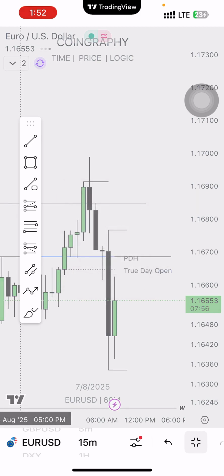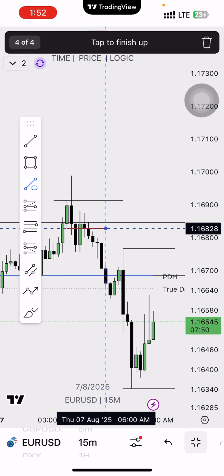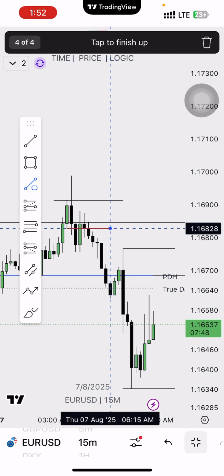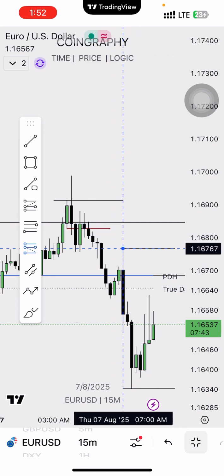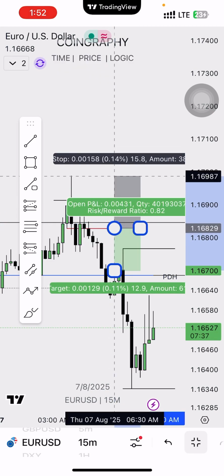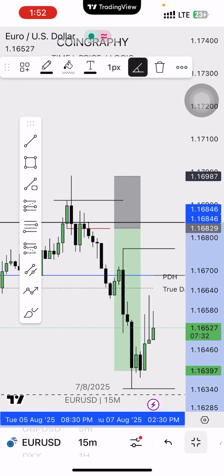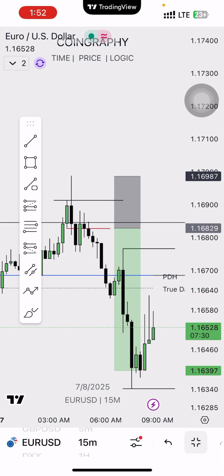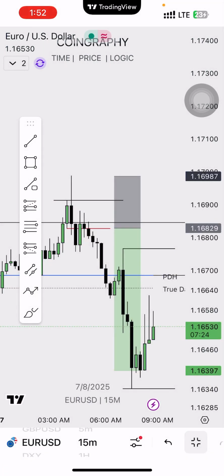Then I went to the 15 minutes to look for my entry, and I targeted a 3 hour trade right here. Now you would be wondering, why did I take the trade on the 15 minutes instead of the 5 minutes, using time frame alignment from the daily to the 1 hour to the 5 minutes?